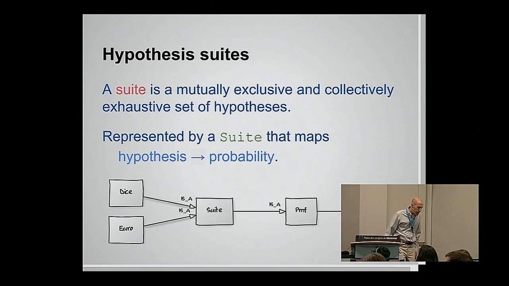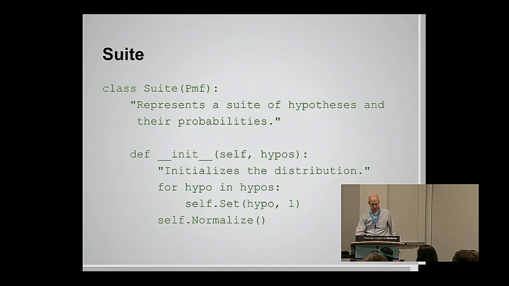But here's what we can do. I'm now going to take that PMF object. We're going to take one more step. I'm going to define a new kind of thing called a suite. And what I mean is a suite of hypotheses, which is like a set of hypotheses. You can think of a suite as a map from each hypothesis to its probability. And what I'm going to do with the suite class is encapsulate that whole process that we just went through. That Bayesian update is wrapped up in a function that I'll show you in a second.